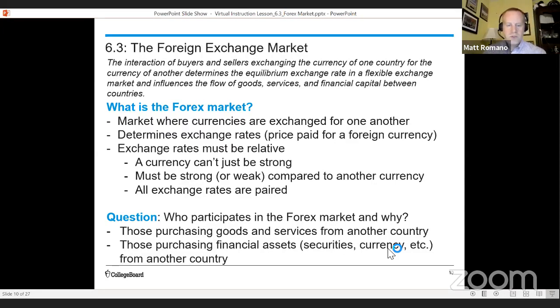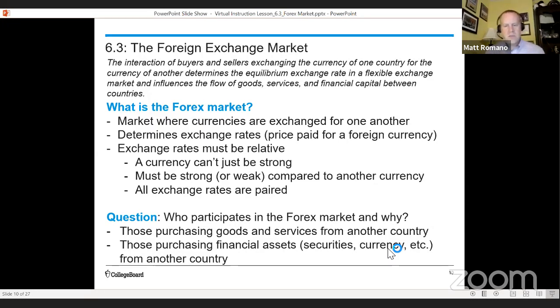The other would be purchasing financial assets. That could be securities, it could be currency, it could be all kinds of financial assets from another country. And again, to do that requires purchasing the currency first. And again, why do people do this? They're looking to earn income from foreign assets. So we need to consider that when we get into supply and demand and the reasons why exchange rates may change and why we see fluctuations on foreign exchange markets. So keep that in mind.